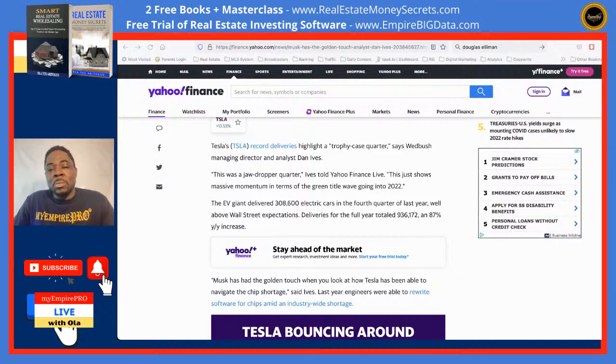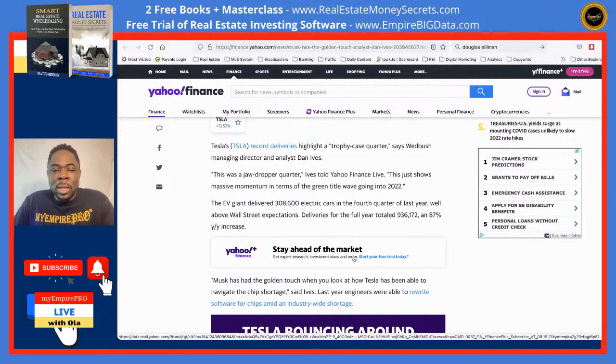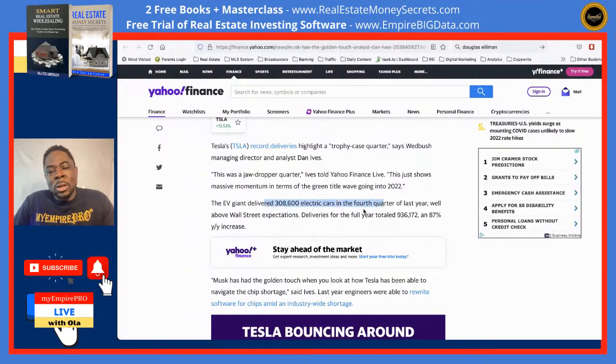So if there's less supply in the marketplace, demand tends to go in the opposite direction, meaning it goes up high, and then that creates a frenzy. Prices go up when demand goes up, if everything else were equal. And when there's less supply, the prices also go up. You can see the same thing playing a role in the real estate market right now, right? So if they're talking about 308 electric cars in the fourth quarter, well above what was expected.